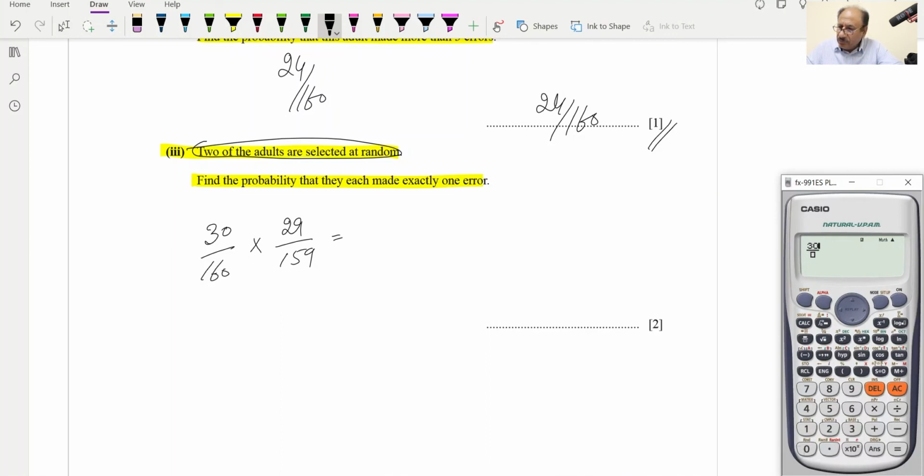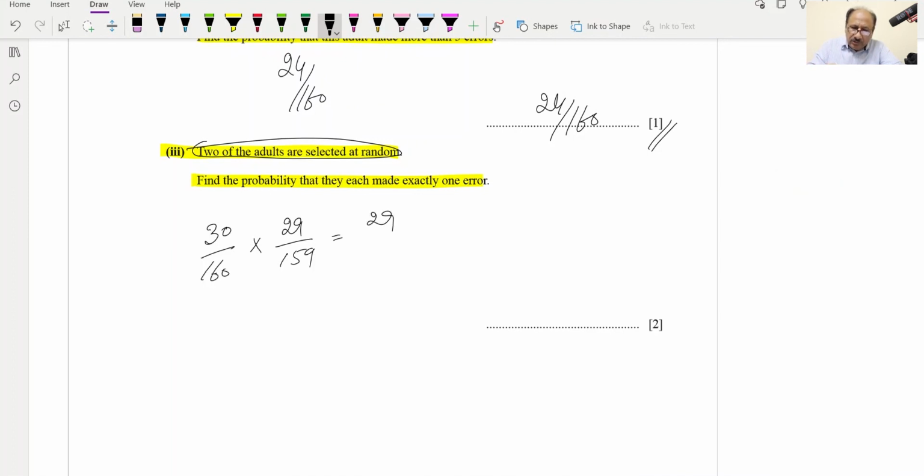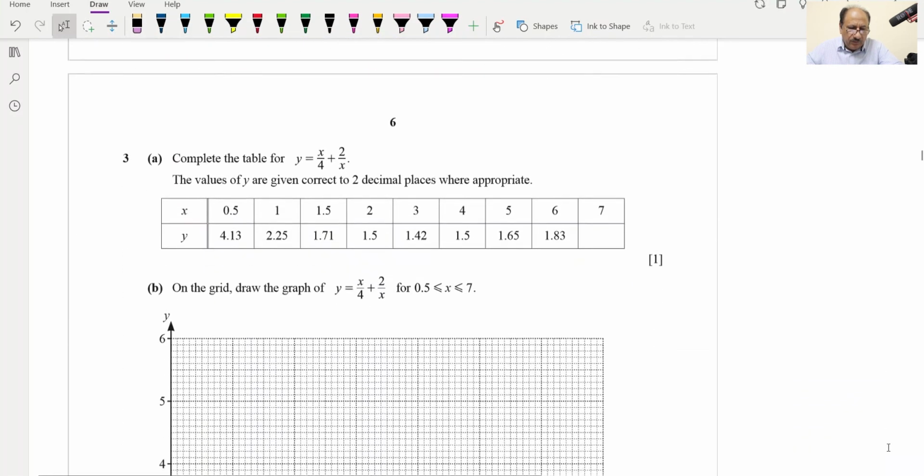This will be 30 over 160 multiplied by 29 over 159, and this is equal to 29 over 848. 29 over 848 will be our final answer in the proper location. This is a 2 marks question. We are done with this.